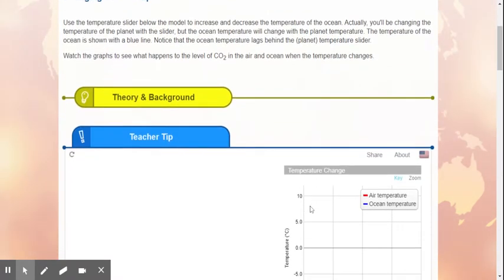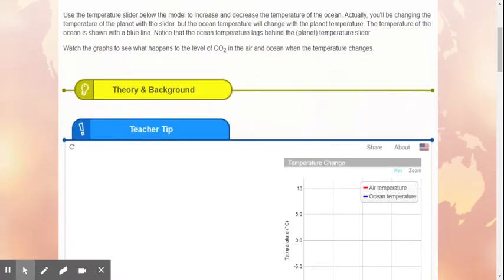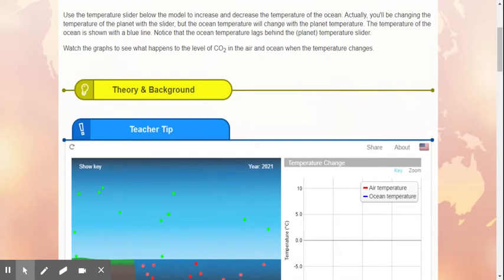It says use the temperature slider to increase and decrease the temperature of the ocean, actually be changing the temperature of the planet. It says the ocean temperature will change with the planet temperature. The temperature of the ocean is shown with a blue line. Notice the ocean temperature lags behind the planet temperature slider. Watch the graphs and see what happens.